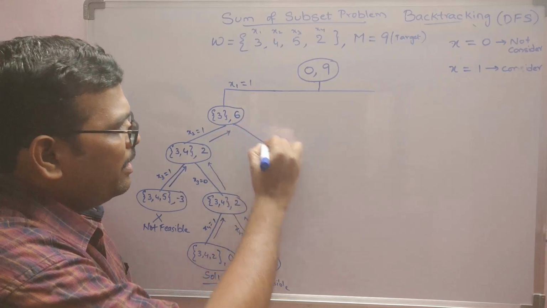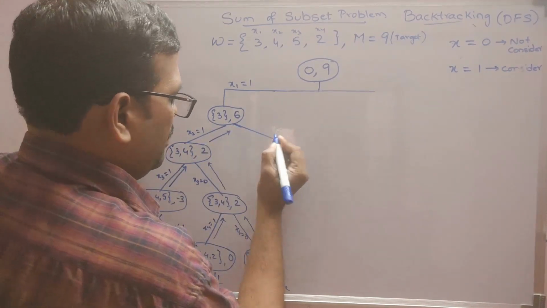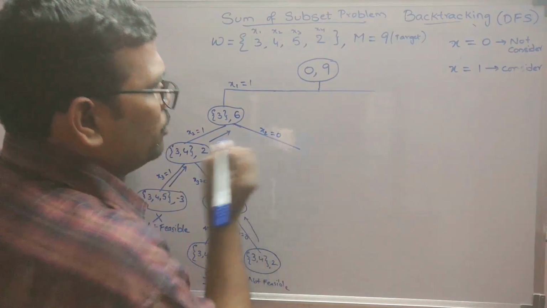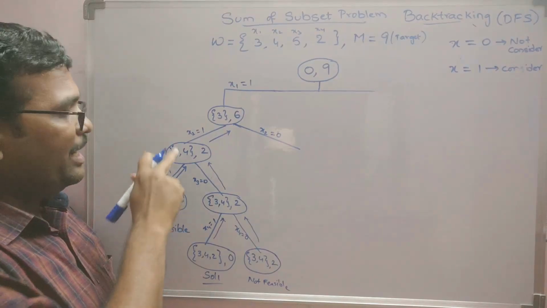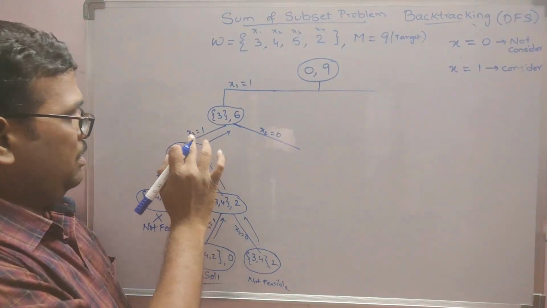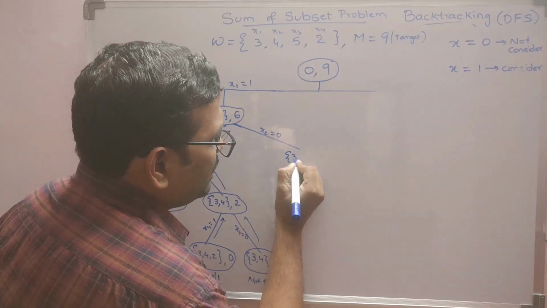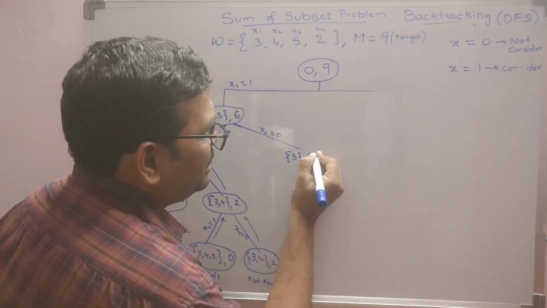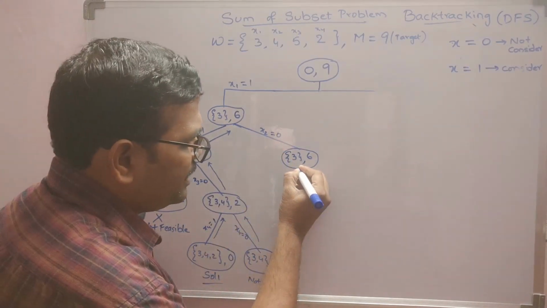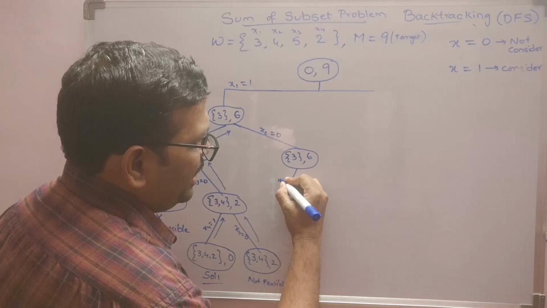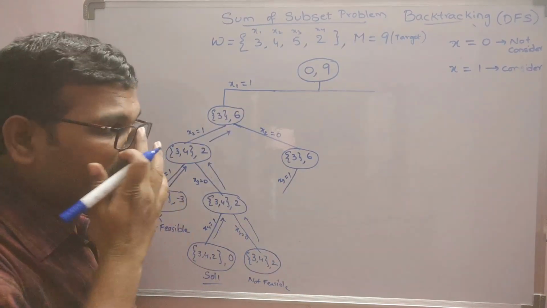Again backtrack, and here you can consider x2 is equal to 0. Previously this path was considering x1, x2. Now with x2 0, the elements are 3 and 6. From this again we need to do the depth first search. Consider x3 is equal to 1. Depth first search means left side route.